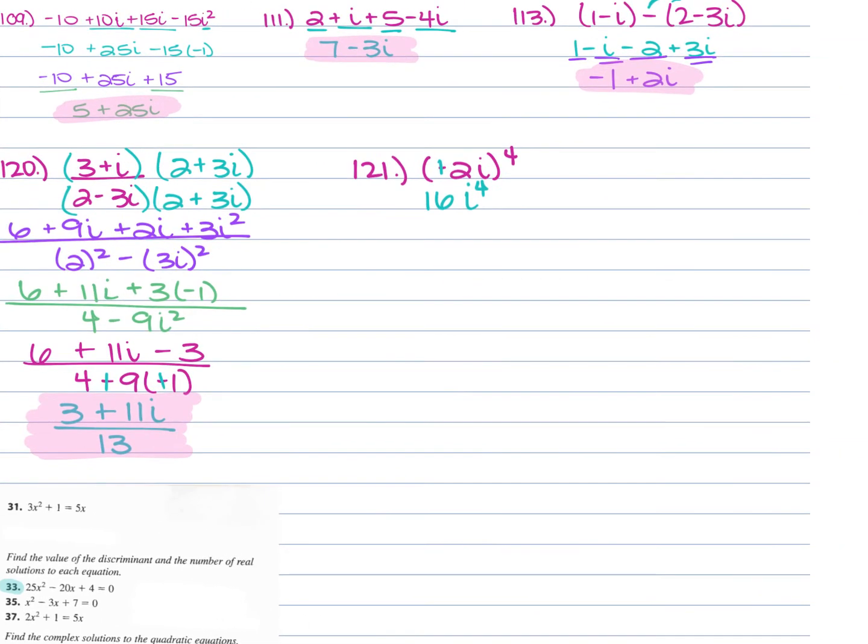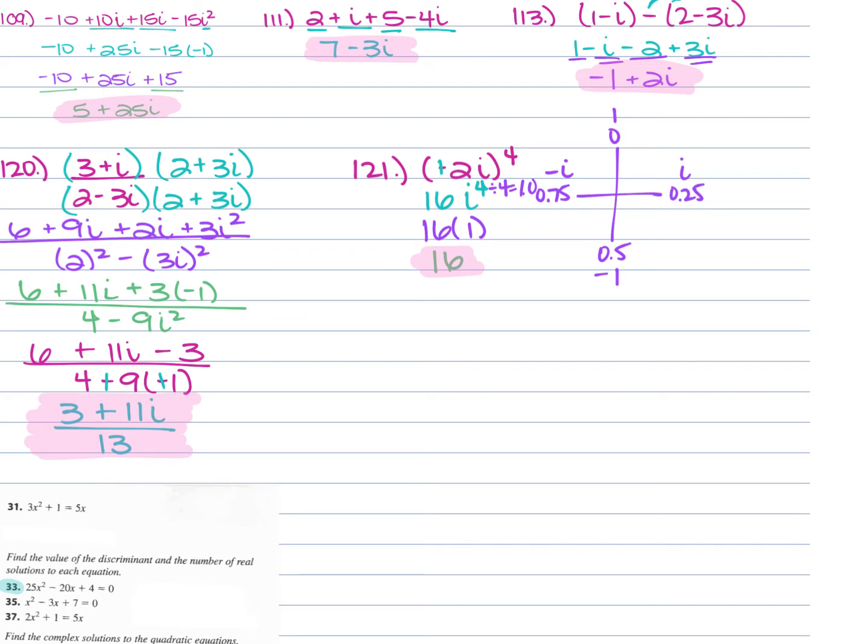Remember, with these, you are using that chart where you have 0, 0.25, 0.5, and 0.75, where the 0 is just 1, then 0.5 is negative 1, the 0.25 is i, and the 0.75 is negative i. If we divide the power by 4, it gives us 1 with a remainder of 0. So that i to the fourth power is just 1. So we do 16 times 1, which is 16.